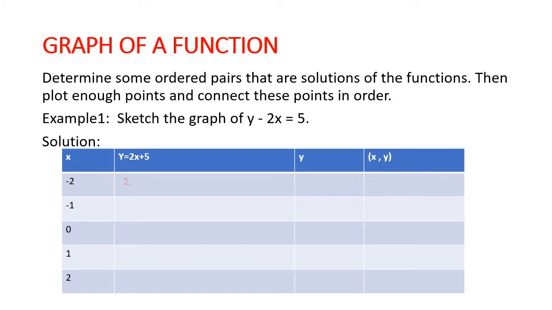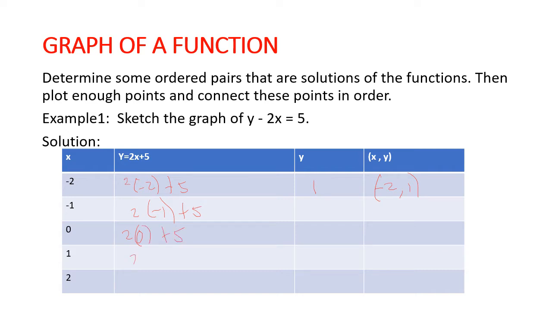Substituting the value, 2 times minus 2 plus 5. This one is equivalent to 1. And you have that one point, minus 2, 1. So this one, you have 2 times minus 1 plus 5. This one is 2 times 0 plus 5.